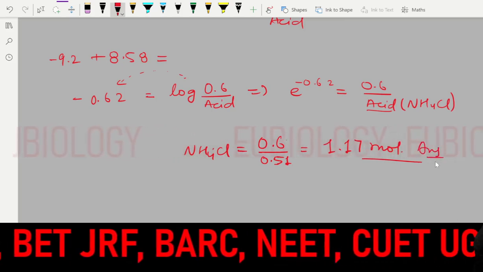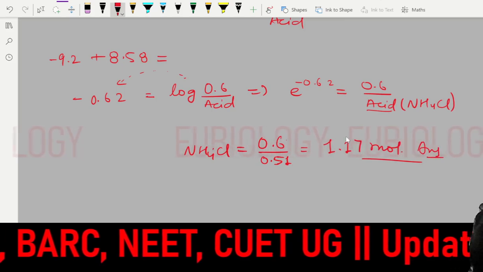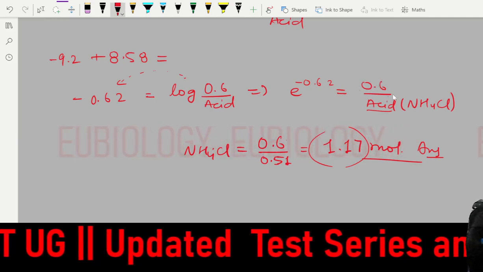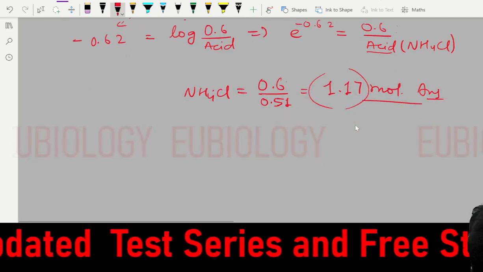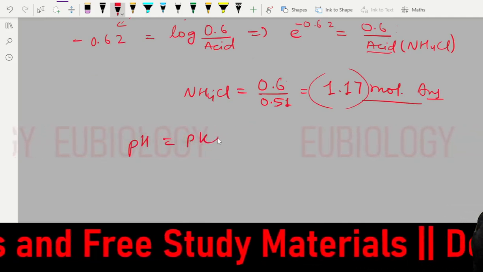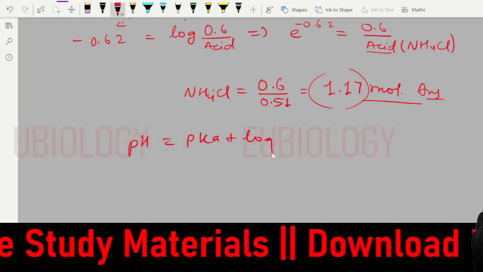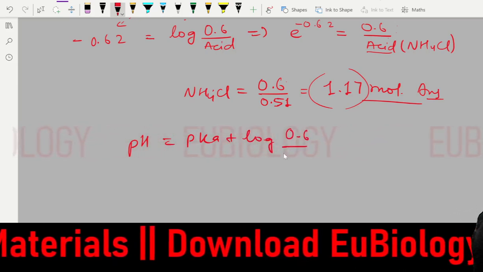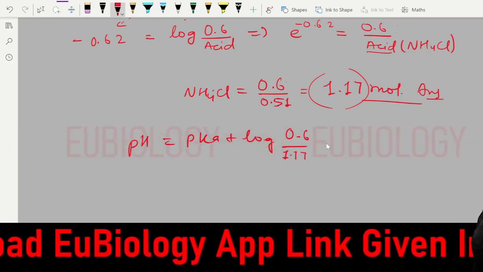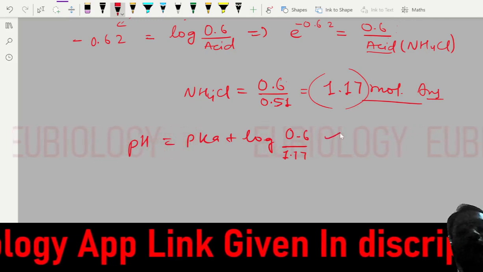If you want to counter check, you put these values: NH4Cl you put this, and this you already know, 0.6, and you solve like this. pH is equal to pKa plus log 0.6 divided by 1.17. If it becomes around 8.58, then this will be correct.